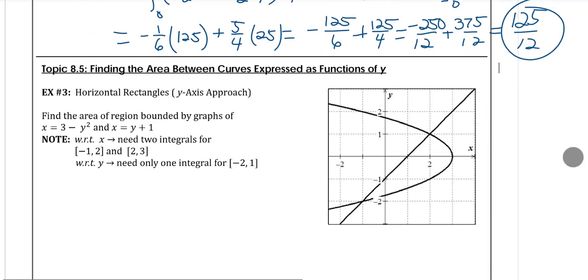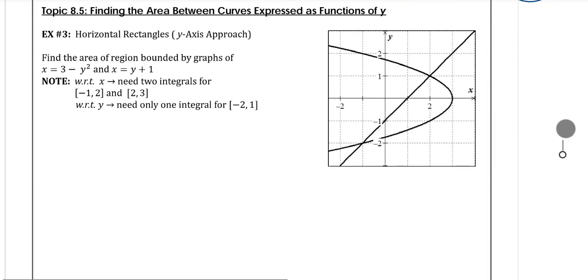Okay? All right, so now, what if they're in terms of y instead? So we're going to talk about making what's called horizontal rectangles. So if we were going to do the area, we would make our rectangles in this fashion. Like here would be a rectangle like that, to the y-axis like that. If we're going to do just the part of the hyperbola there, okay?